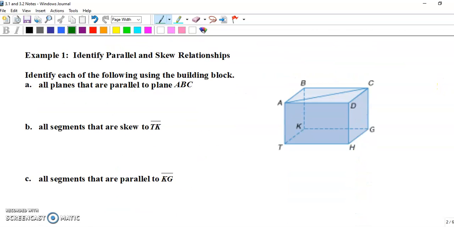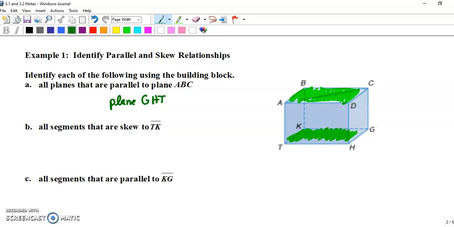So, some examples here. We've got a 3-dimensional picture. Name all planes that are parallel to plane ABC. Plane ABC is the top of the box, if you will. Parallel to that would be the bottom of the box. That's the only one parallel to it. Remember, to name a plane, we have to write the word plane and then pick any 3 letters, any order. I can do GHT. Plane GHT is the only one that's parallel to it.